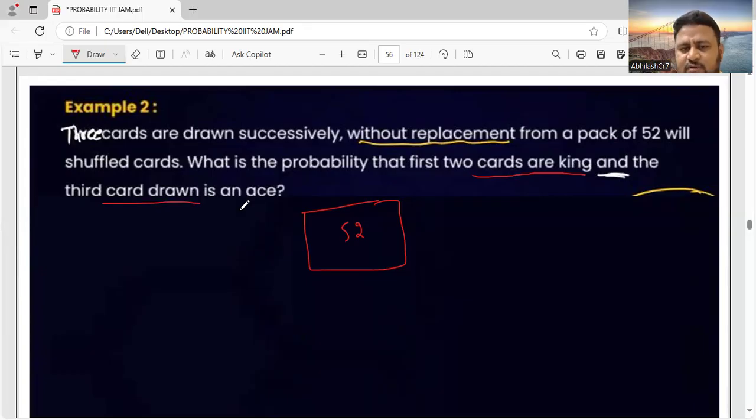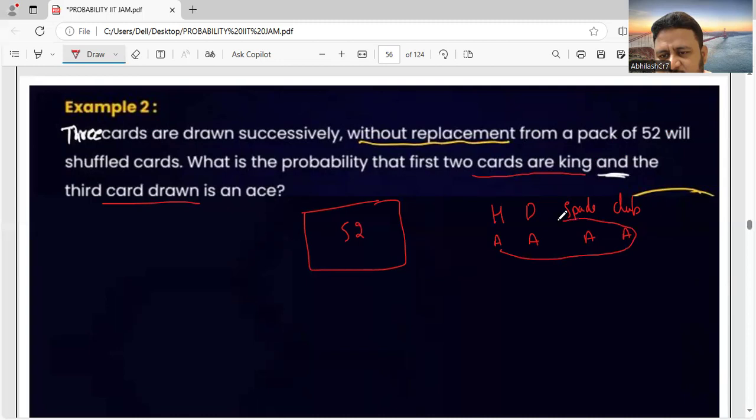Like I told you, we have 4 types of cards: heart, diamond, spade, club. Each of them has A, 1, 2, 3, 4, and so on. This A itself is the ace.